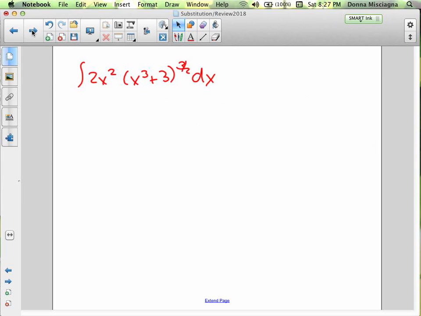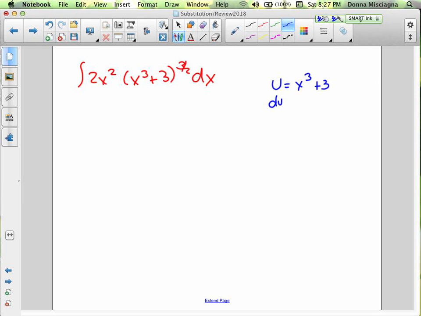All right, so again, something to the power. The inside is going to be the u. So u is x cubed plus 3. The du/dx equals 3x squared. Okay, we can move the dx over.